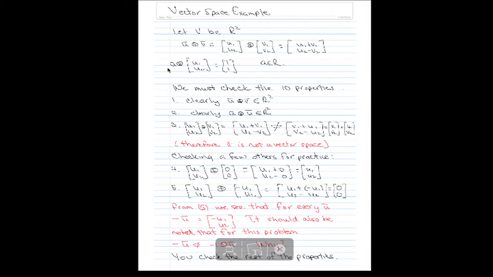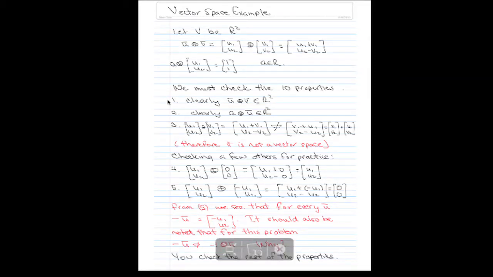Similarly, we need to look at a scalar multiplication. So for each scalar a, in this case, the scalars are all real numbers, a times u will always give you back the vector (1, 1). So we must check the 10 properties to see if they hold, and if the 10 properties hold, then we would say that this set forms a vector space.